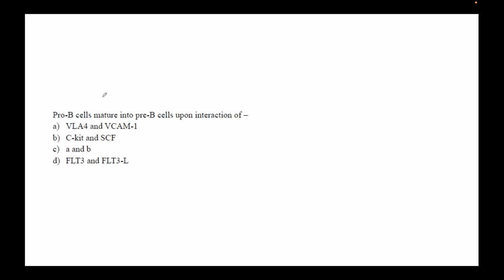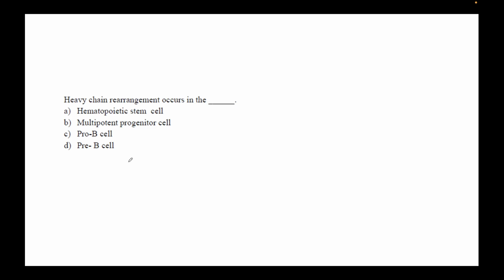Then the pro B cell matured into the pre B cell upon interaction of what? There were two interactions taking place when the pro B cell matures into the pre B cell: the VLA4 to VCAM1 interaction and the c-kit to SCF, which is stem cell factor, interaction. So both A and B are correct. Heavy chain rearrangement was occurring in the pro B cell.